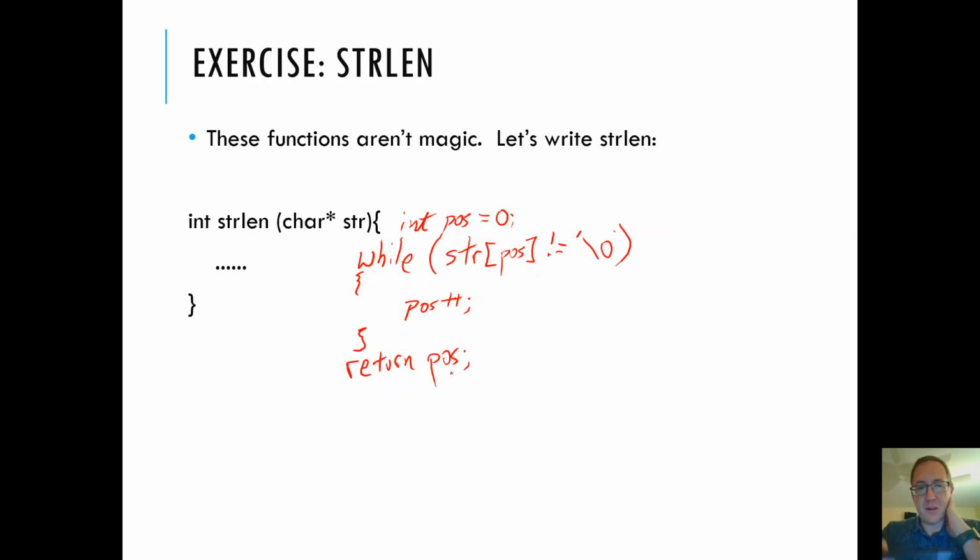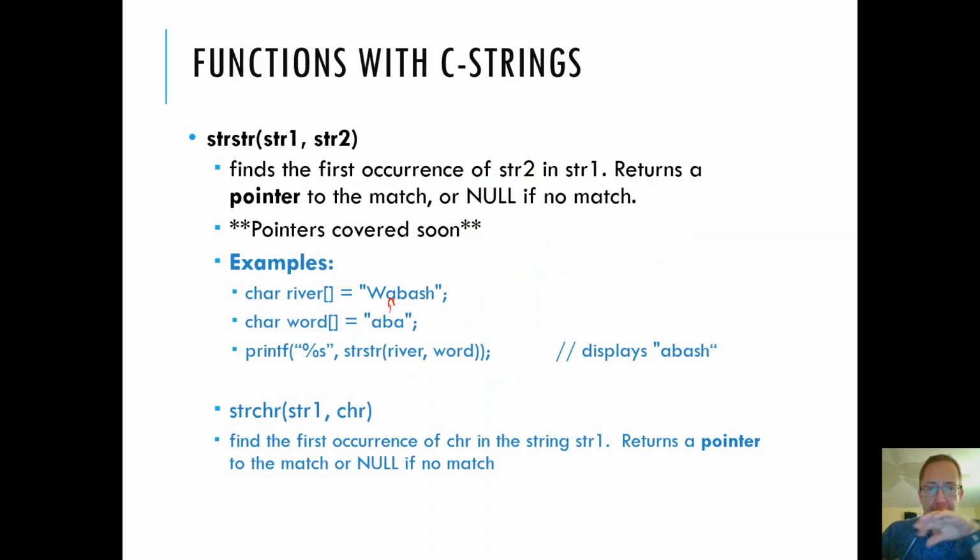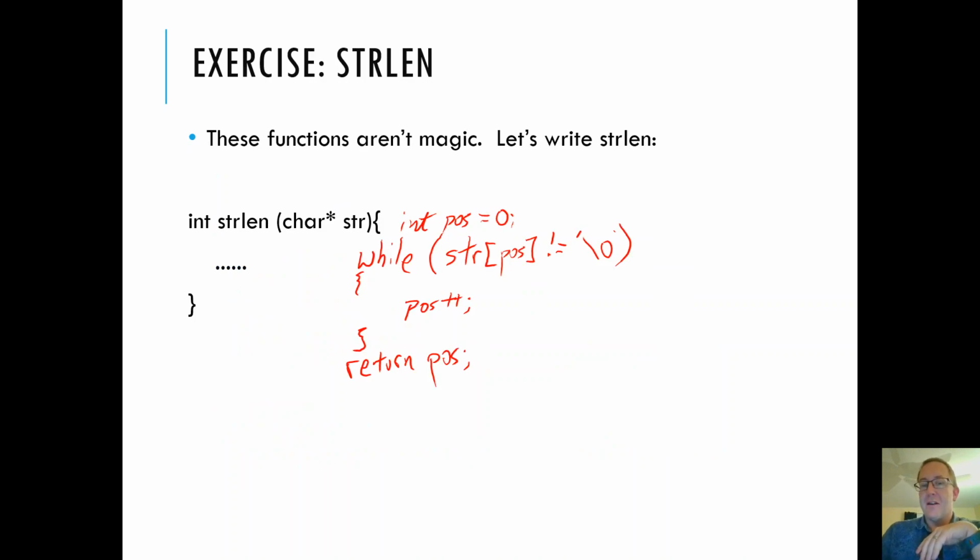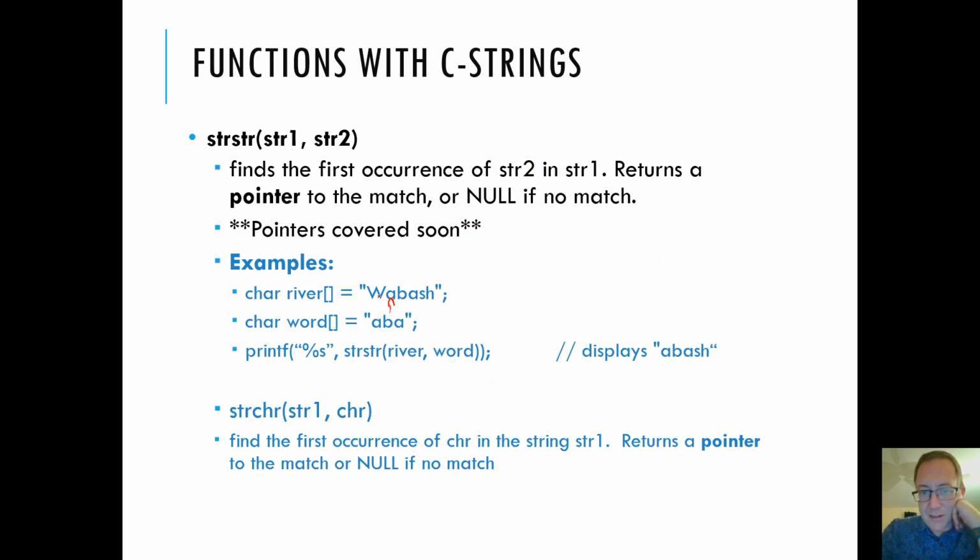So I start at position 0. It's not the end of my string. I go to position 1, it's not the end of my string. Go to position 2, not the end of my string. Let's see one of these examples. Wabash: position 0, position 1, position 2, position 3, position 4, position 5, position 6 does have the 0, so I return the value 6. In total, the value I return is 6. If I look at this, how long is it? Oh, it's 6 characters long. Great. That's me reinventing string length.